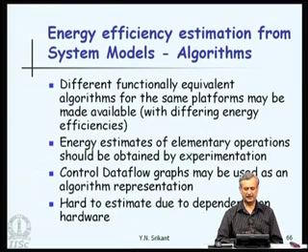So, different functionally equivalent algorithms for the same platform may be made available. If we have different platforms, then we must have functionally equivalent algorithms for all these platforms, each platform considered separately. Each of these platforms and different algorithms may actually have different energy efficiencies. So, energy estimates of elementary operations should be obtained by experimentation. In the high level language or the algorithmic language, every operation such as plus, star, minus, etc., or the branch comparison must be given a particular amount of energy consumption, and this can be done by experimentation on the platform or a simulator. So, control data flow graphs may be used as an algorithm representation.